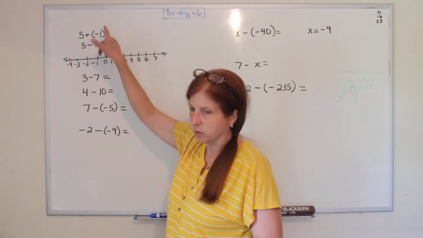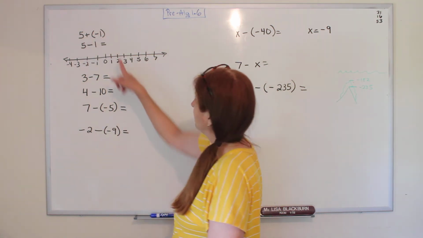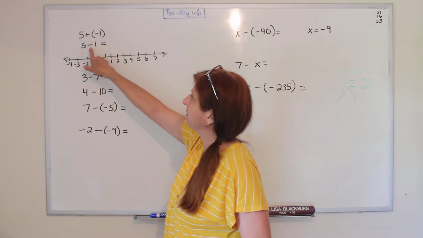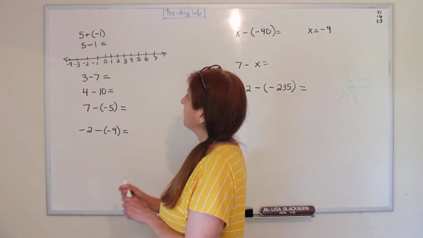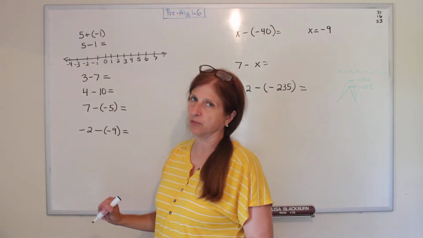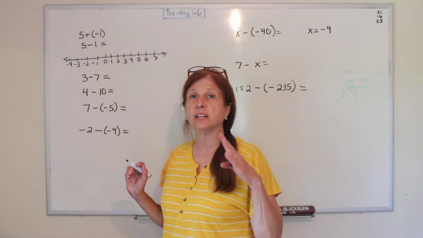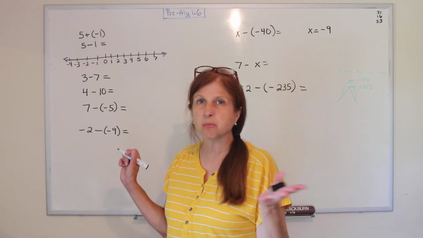Alright, so let's do this problem. 5 plus negative 1. Now remember, I told you I don't like those parentheses. This is the same thing as 5 minus 1. I think it's easier. The other thing is you can use a number line for these, but I'd prefer you to get where you don't need it. It just takes too much time.